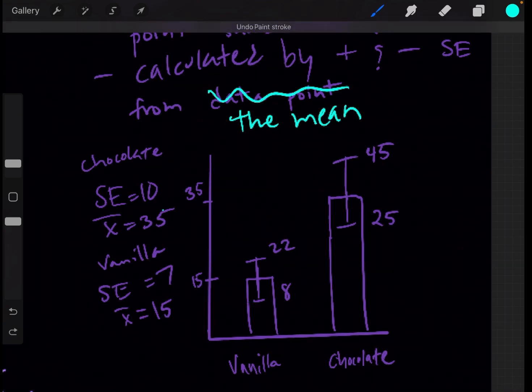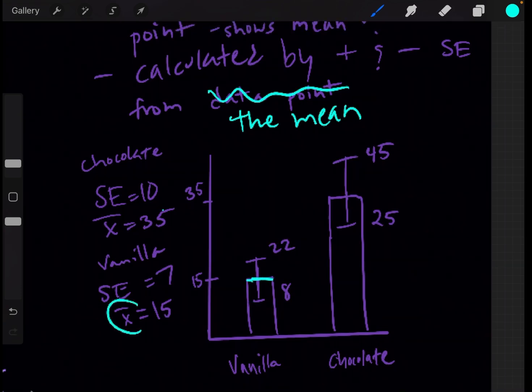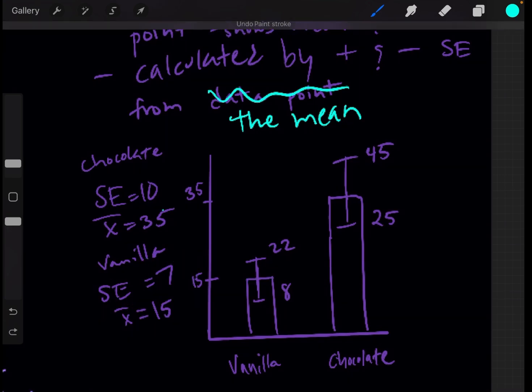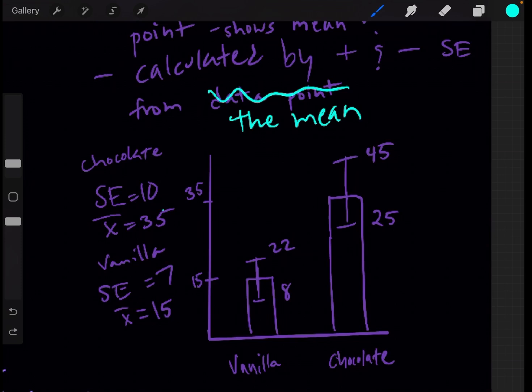Same with vanilla. Our mean is at 15. That's what our x-bar shows us. And then our standard error, which is represented by SE, is 7. So we're adding and subtracting that from the mean.